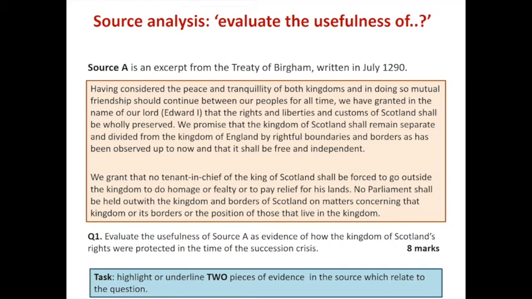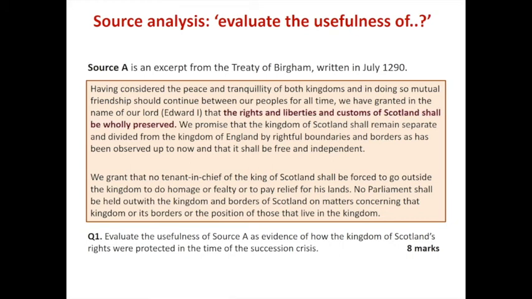If you have a wee read through that source, perhaps pause the video just now and see if you can pick out anything that is relevant to that question. Okay. First relevant point is that the rights and liberties and customs of Scotland shall be wholly preserved. Now, if you've had a chance to print this off as a PowerPoint, it might be a great idea to run a highlighter over these points so they pop out to you.